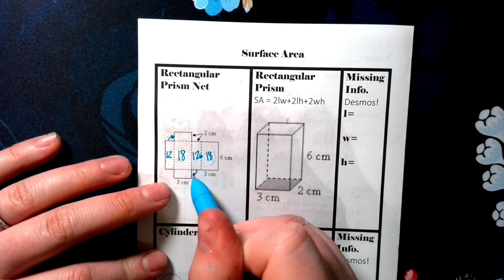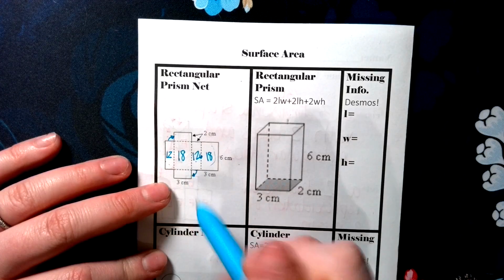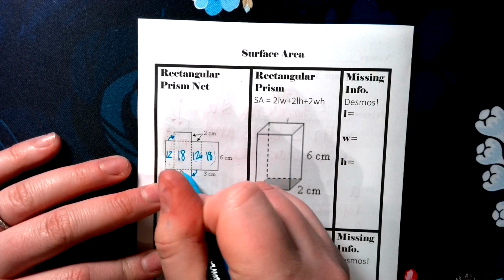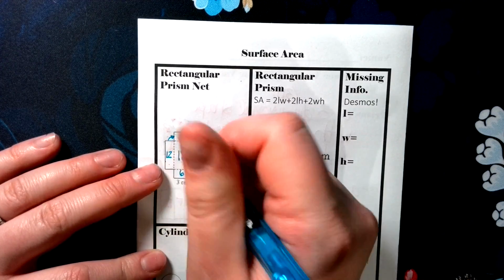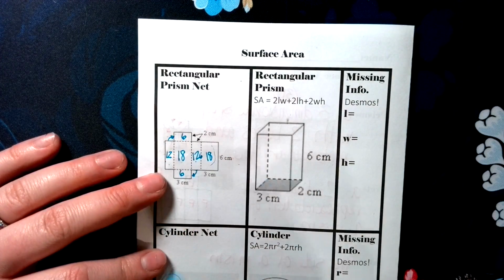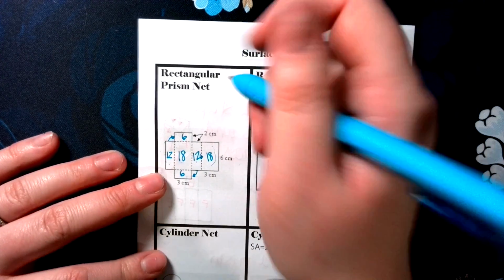Then for my base, I see that this side is 3. I know that this side is also 2 because it was 2 here. So 3 times 2 is 6. The same thing up here. 3 times 2 is 6. Once I find the area of all those little pieces, I add them up.